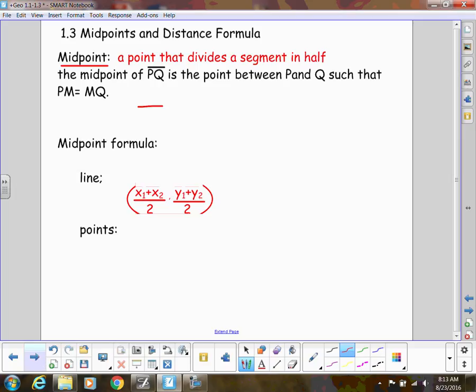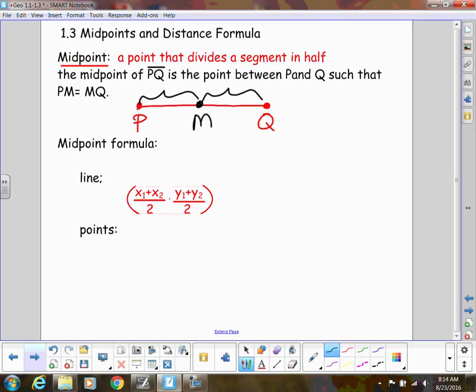So if I were to draw this out, I'm going to draw segment PQ. So if M is my midpoint, I want it to, if it's the midpoint, then it has to be located in such a way that this distance from P to M is the same exact distance as from M to Q. Okay, and that makes sense, right? It divides it in two equal pieces.